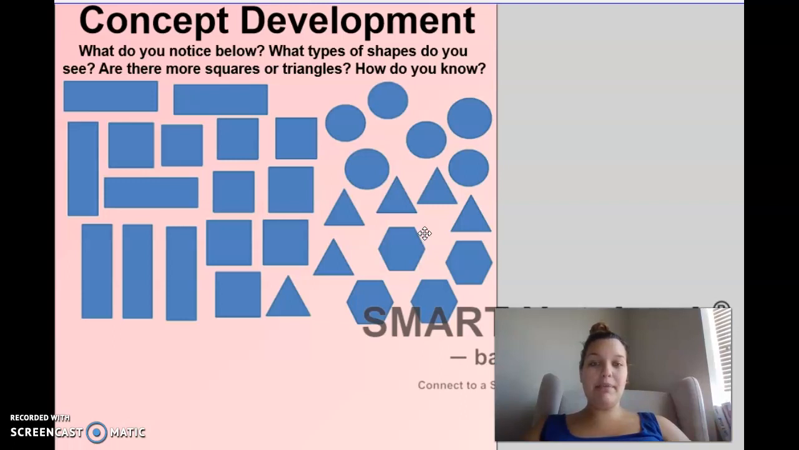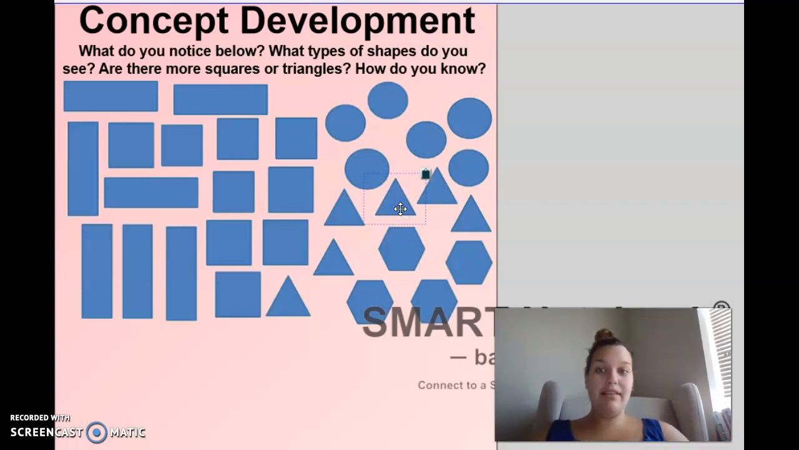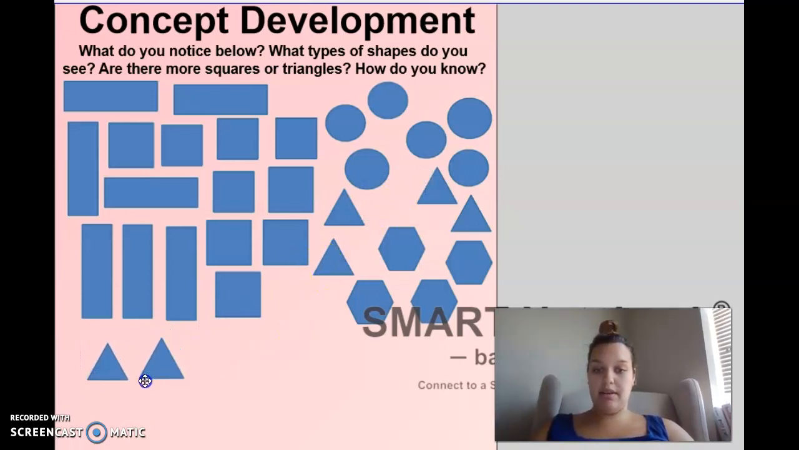Great job. So we're going to be comparing the number of shapes we see. I'm going to give you two shapes to compare. We're going to pull them down, and we're going to figure out if there's more or less of each shape. Okay? So we're going to pull the squares and triangles down. I'm going to pull all the triangles down here.